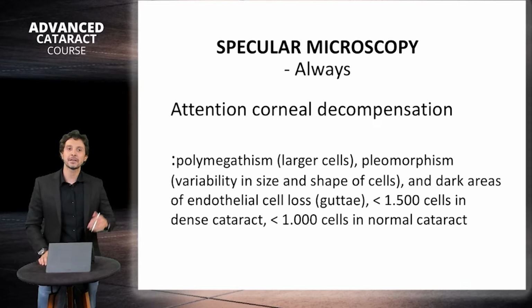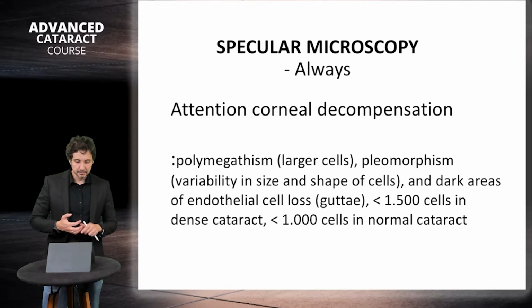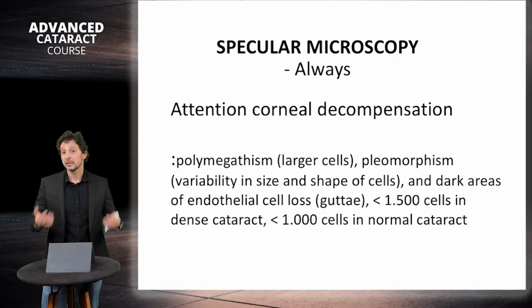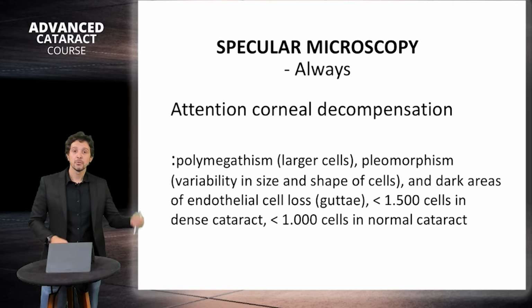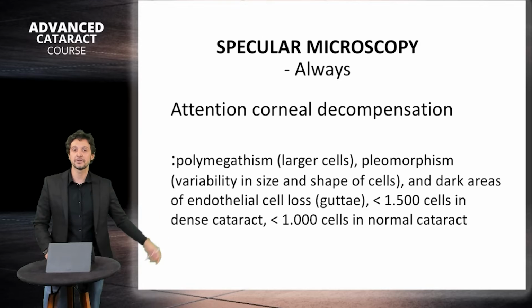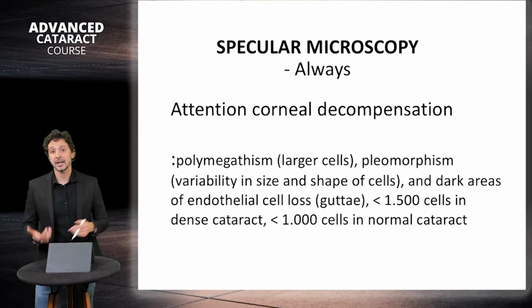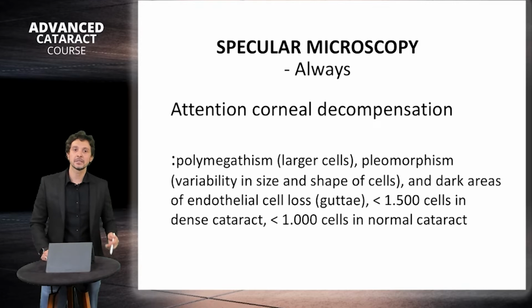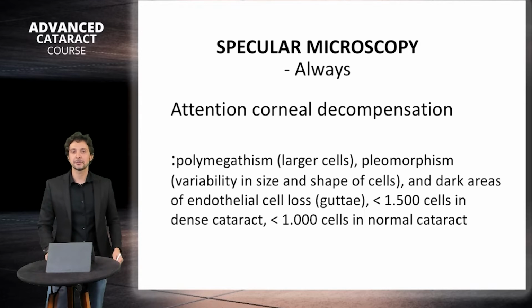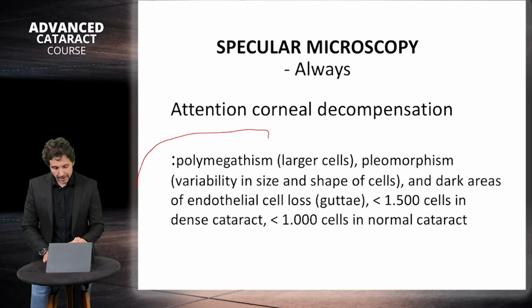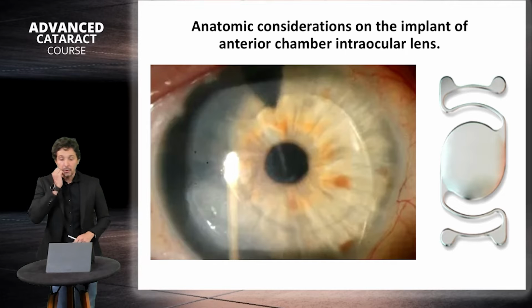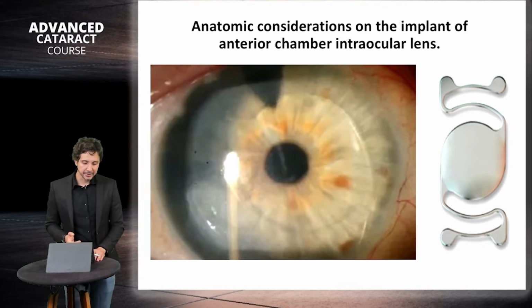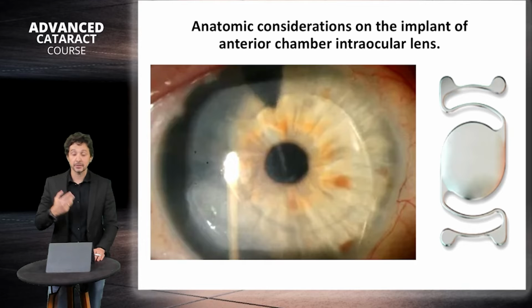When you need to do this exam, always pay attention to corneal decompensation, polymegathism, pleomorphism, dark areas of endothelial cells, cell loss, guttae, or less than 1,500 cells in dense cataract, less than 1,000 cells in normal cataract. In these points, you need to have attention.